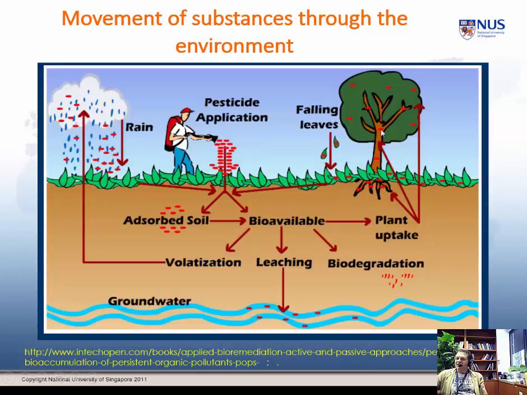If it's bioavailable, trees are likely to take it up, and then the pesticide is within the tree. And falling leaves have pesticide in them, and again it goes into the soil. So I hope what this diagram demonstrates is that boundaries are in our heads. It's the chemistry of the molecules that you are emitting, the so-called pollutant, which determines where it ends up.